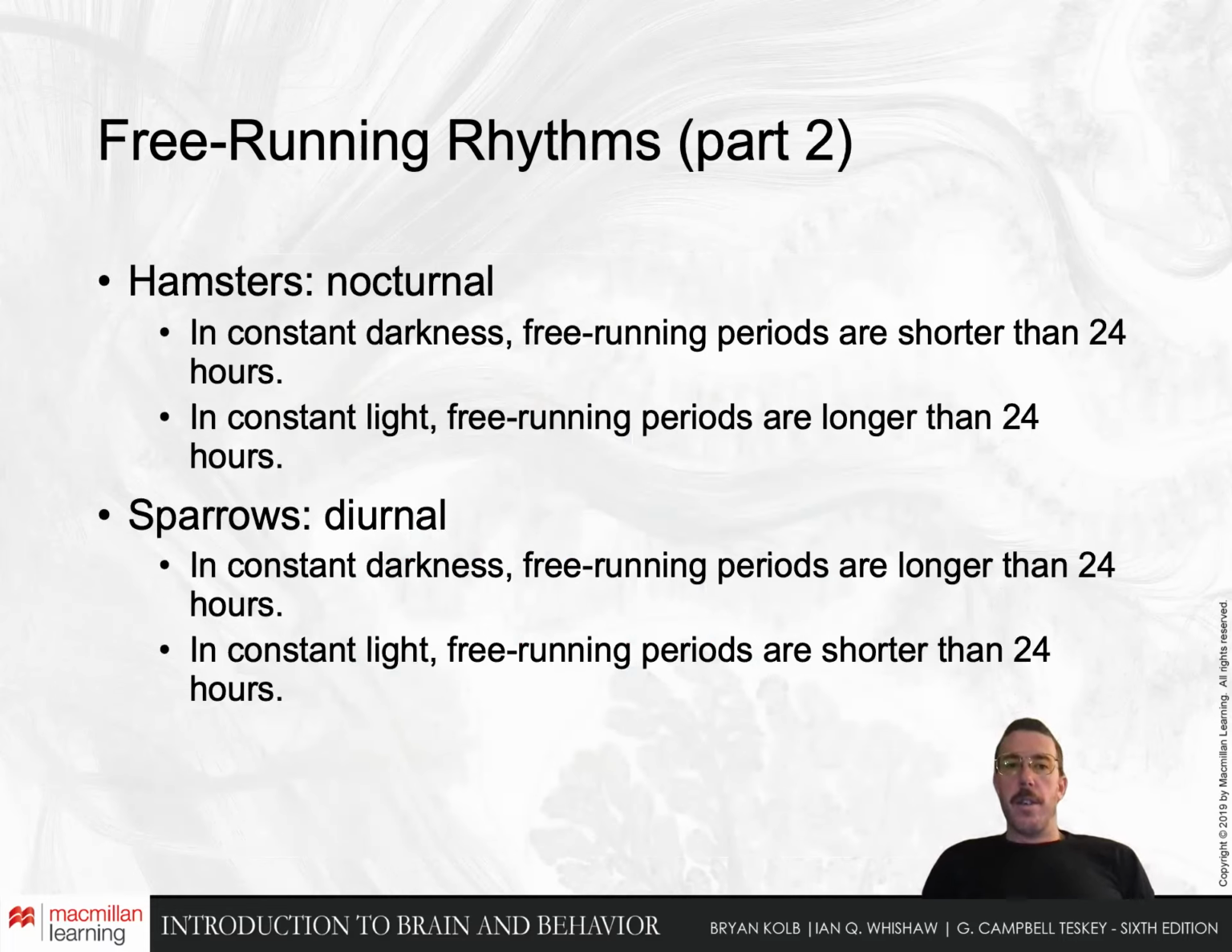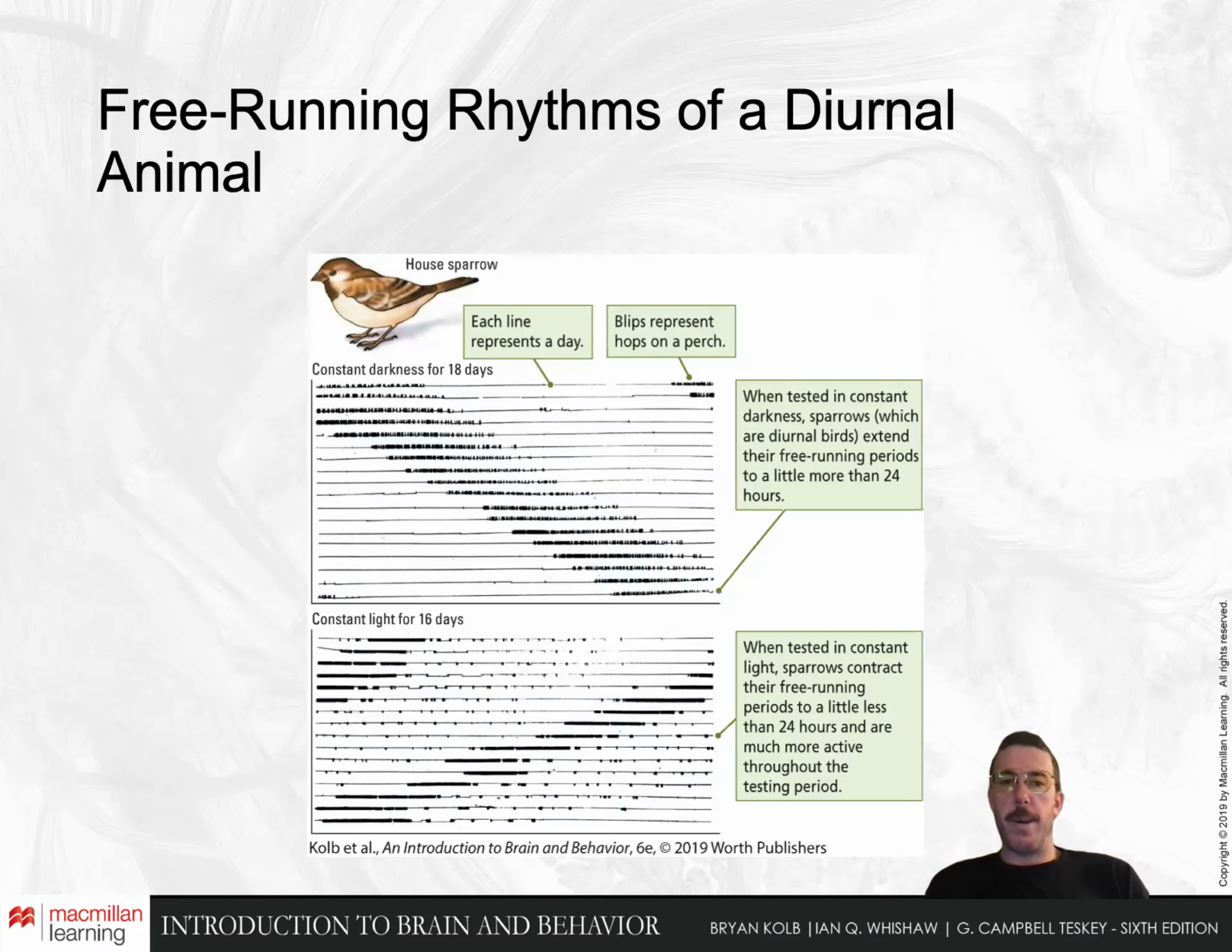Hamsters are nocturnal, and to show that the external light can affect their free running rhythm, it's been shown that their periods get shorter than 24 hours in darkness and longer than 24 hours in brightness. Whereas diurnal, daytime dwelling sparrows have the opposite effect. So in their normal daytime light, if they have constant light, their free running period ends up being shorter than 24 hours. So these free running periods can also be influenced by external things like light.